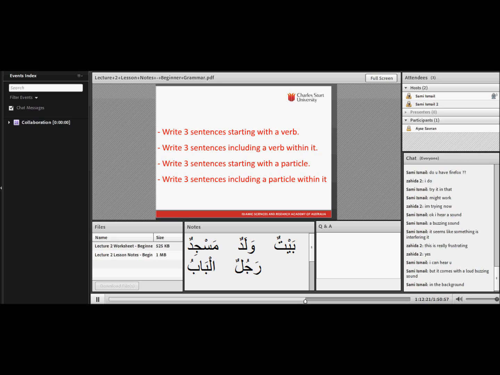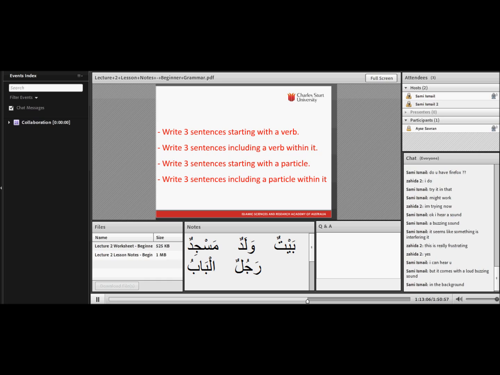Do you see these five words in the notes section? Can you make a sentence that has a particle using one of these words? Okay. Can I use ila? يذهب أحمد إلى مسجدا. Okay. يذهب أحمد إلى المسجد or إلى مسجد. Good.